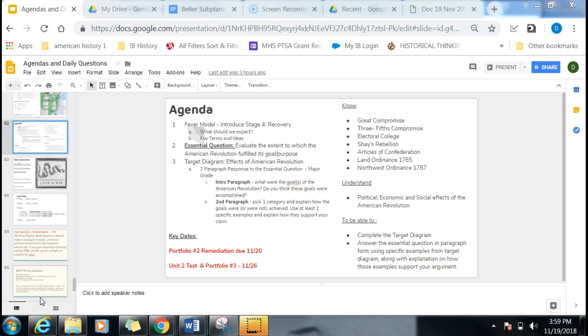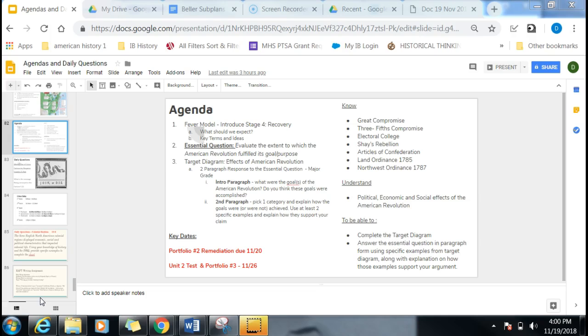A couple of things here that I want to get out of the way. Anybody that was doing the portfolio number 2 remediation assignments, please put them in the 2B crate before you leave. If they aren't there and I haven't received any sort of notification via Remind that shows photographic evidence that you've completed these assignments, I will not accept them.